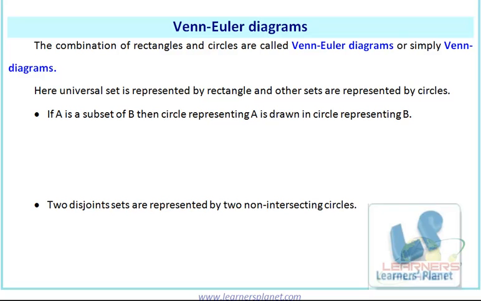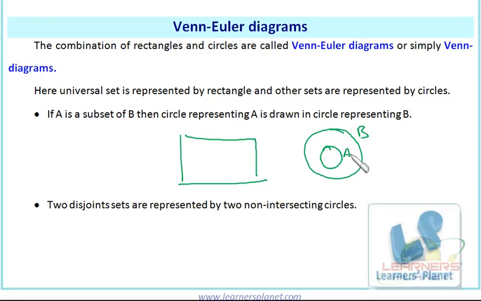Next thing which we are going to discuss is Venn diagrams. The combination of rectangles and circles are called Venn diagrams, or Venn-Euler diagrams. The universal set is represented by a rectangle and other sets are represented by circles. If A is a subset of B, then the circle representing A is drawn inside the circle representing B. So this is the set B and this is the set A, so A is a subset of B.